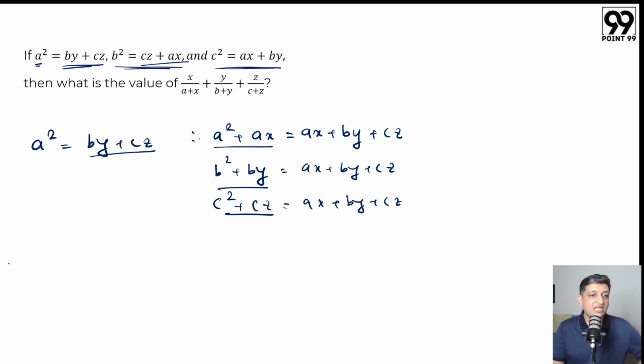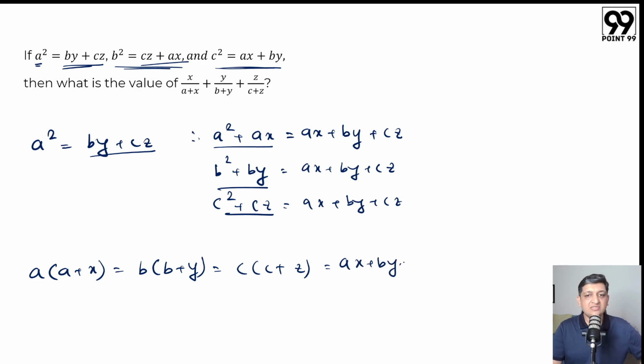So what's going to happen? A square plus ax, or in other words, a into a plus x will be equal to b into b plus y will be equal to c into c plus z. So these will be the ones that will be equal, and they will all be equal to ax plus by plus cz. We can also say that they are equal to k just for the sake of simplicity. So that's what we are going to get here. Now what is going to happen? We know x upon a plus x plus y upon b plus y plus z upon c plus z. So that is what we have here.